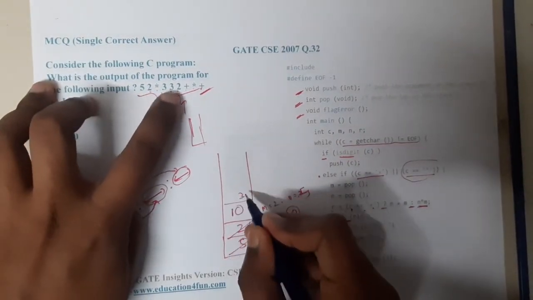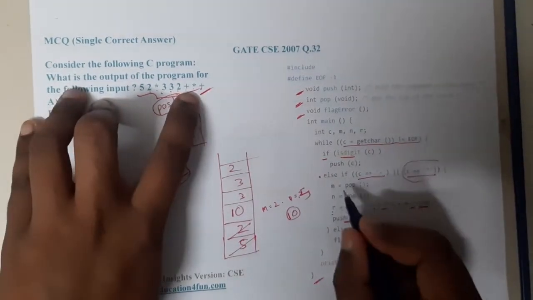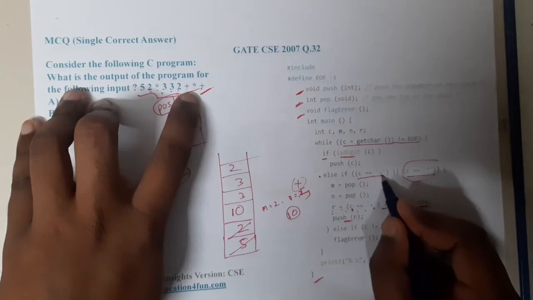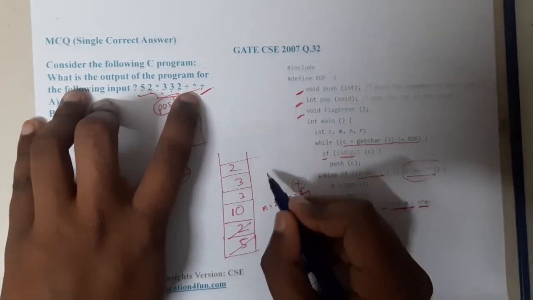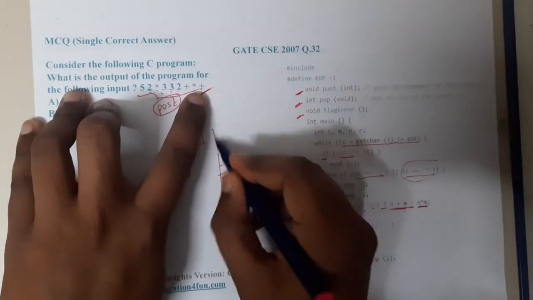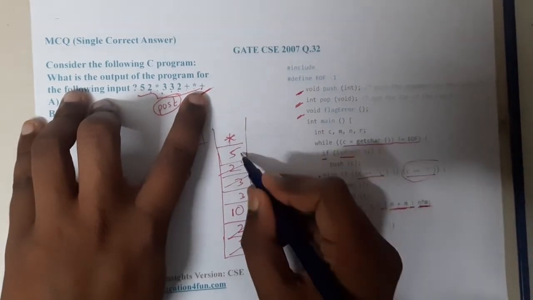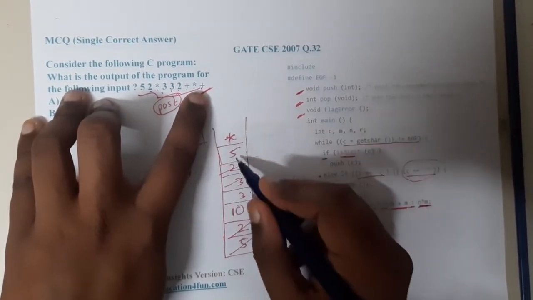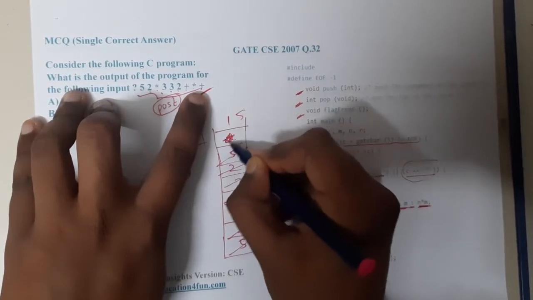So 3, then again 3, after that 2. Now we got the plus operator. Plus operator means it will come inside and take the plus option, that is n plus m. It will add the top 2 elements, and you will get 5 as the result. After that comes the into operation. Same logic: it will multiply the top 2 elements, 5 and 3, and push 15. Got it? So don't push a star, guys.